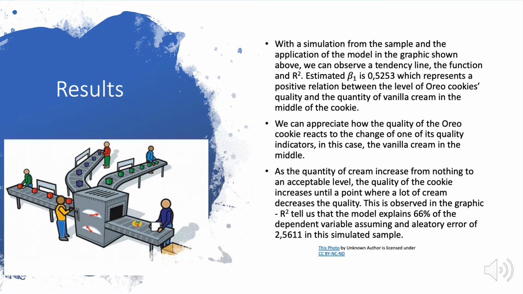With this simulation, we can tell that there's a tendency line, which represents a positive relation between the level of Oreo cookie quality and the quantity of vanilla cream in the middle of the cookie. We can appreciate how the quality of the Oreo cookie reacts to change of one of its quality indicators, in this case, the vanilla cream in the middle. As the quantity of the cream increases from nothing to an acceptable level, the quality of the cookie increases until a point where a lot of cream decreases the quality.